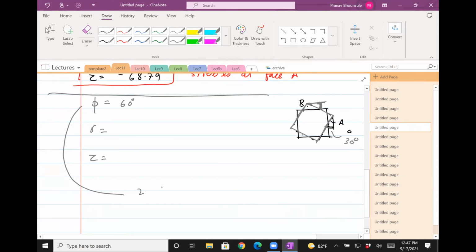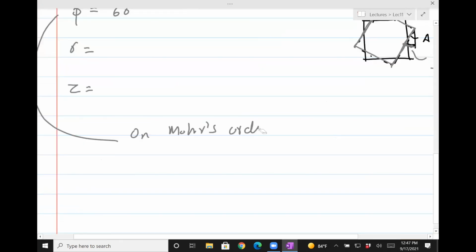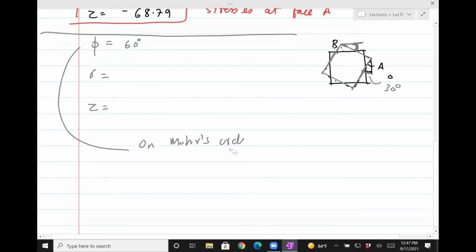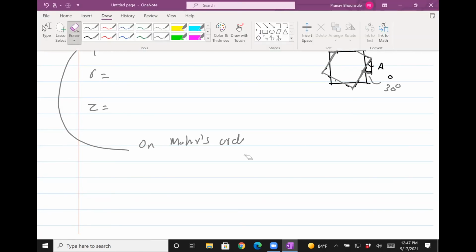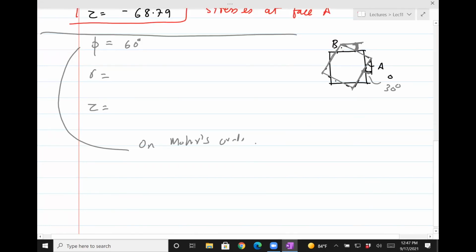Mohr's circle. There's something really wrong about my computer today. It is running low on resources. Okay, let me raise this later on.